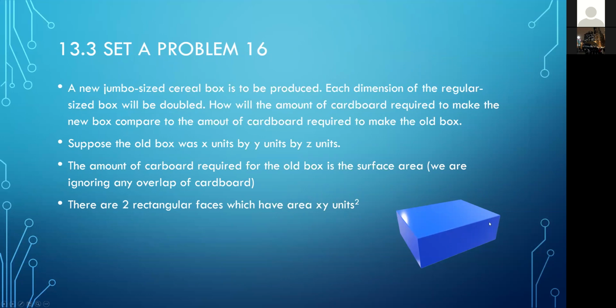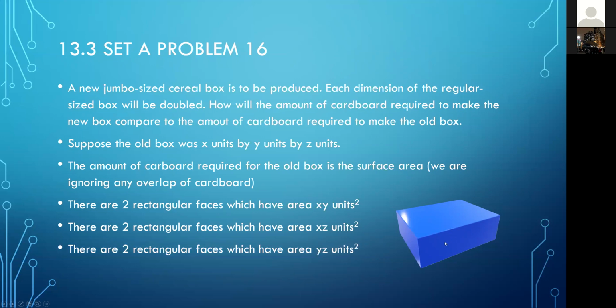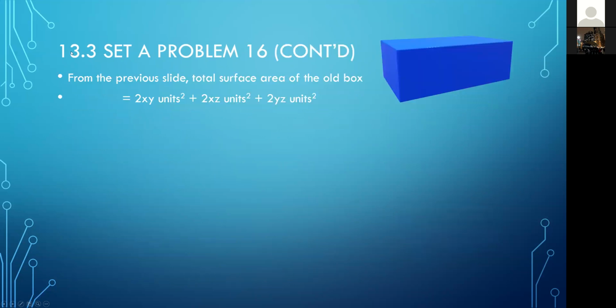And so we have 2 faces that have an area of XY, and 2 faces that have an area of XZ, and then 2 faces that have an area of YZ. So we have these 3 different areas, and each one we multiply by 2 because there will be 2 faces that have that area. And that gives us our total surface area. Okay, so we know that the total surface area of the old box is 2xy plus 2xz plus 2yz. And now let's try to find the surface area of the bigger box.